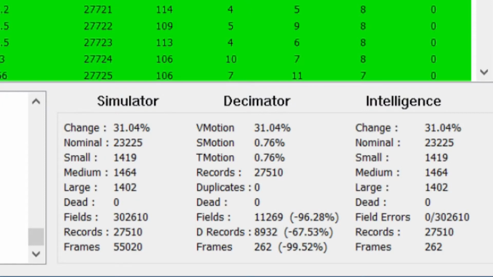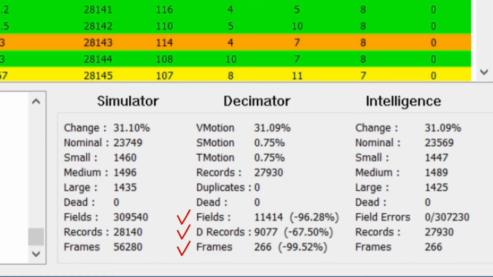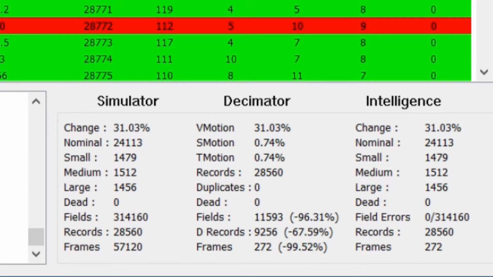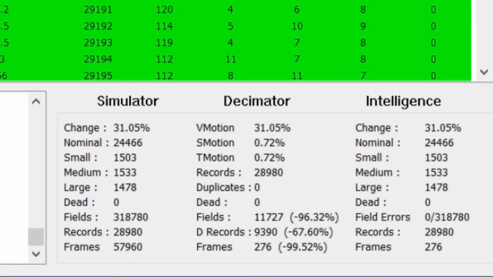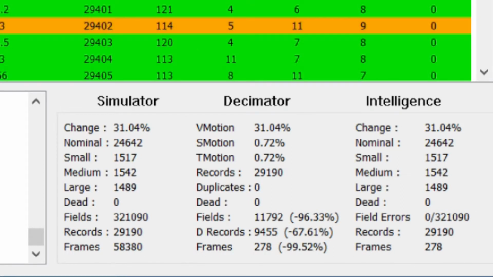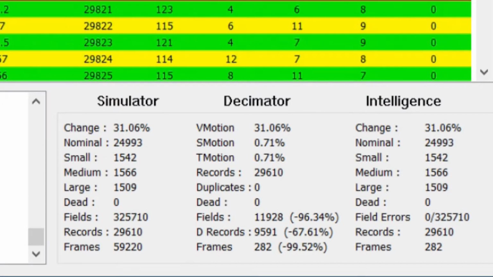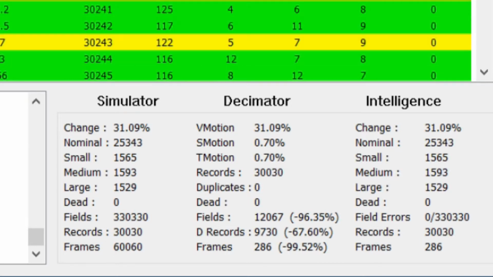This bottom set of numbers shows the real efficiency of motion conversion. We have eliminated over 96% of the data fields, over 67% of the data records. The motion pattern was then encrypted and encoded onto a single network frame. That frame is sent, and the second frame is received as an acknowledgement. Standard data transfer needs 58,000 frames, while we can encode that same information in 280 frames. That is a 99.52% reduction.